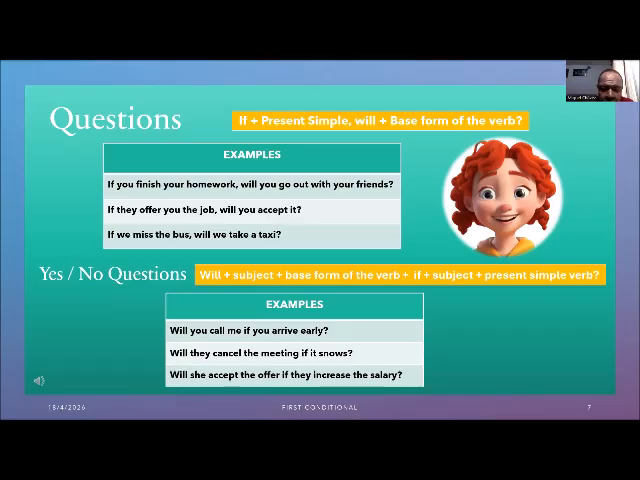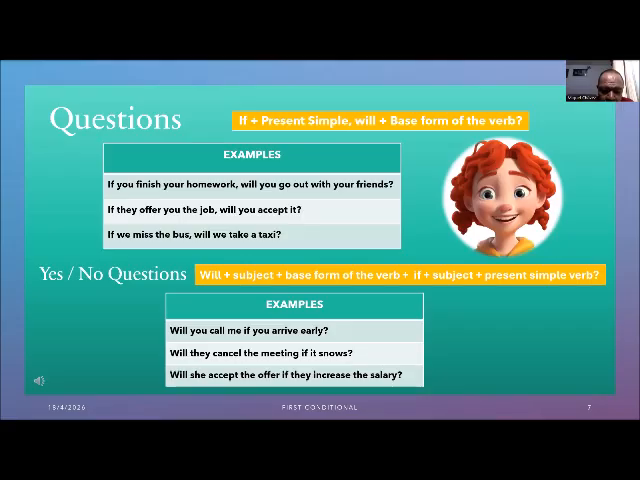Here we have some examples. If you finish your homework, will you go out with your friends? If they offer you the job, will you accept it? If we miss the bus, will we take a taxi?